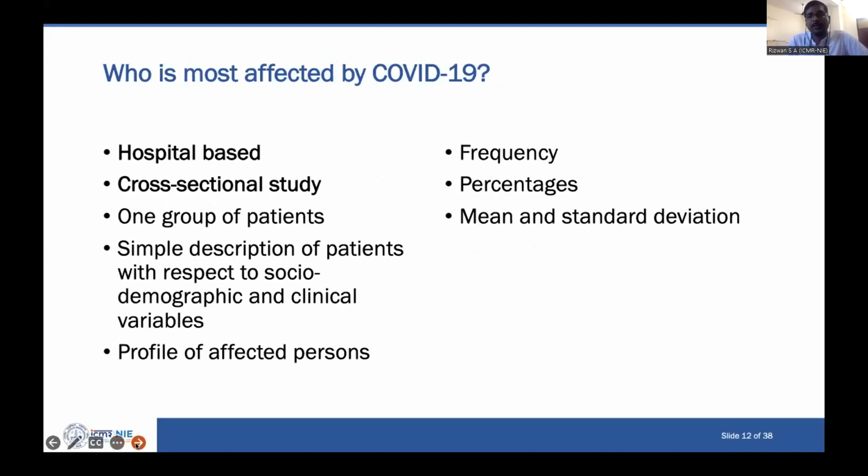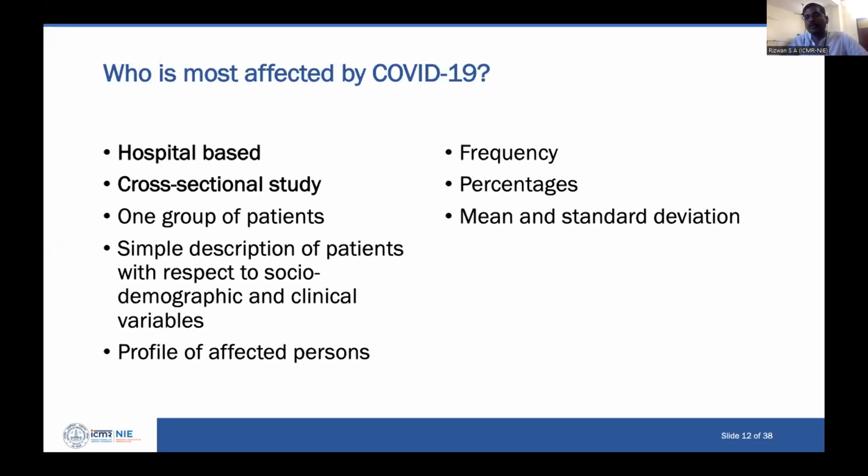This is another question where we can answer by using a cross-sectional study. Who is most affected by COVID-19? So what are the types of people who are affected by COVID-19? This can be a hospital-based cross-sectional study in one group of patients. It is a simple description of patients with respect to their socio-demographic and clinical variables. It can also tell you the profile of the affected person.